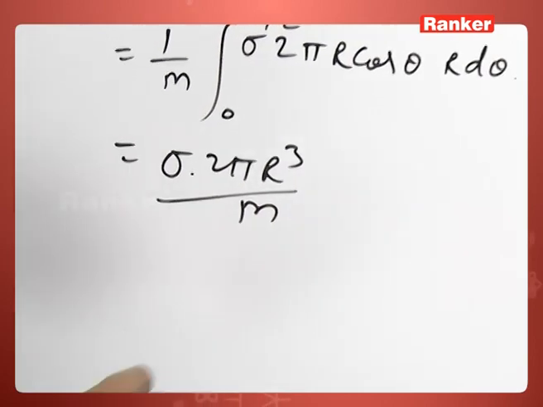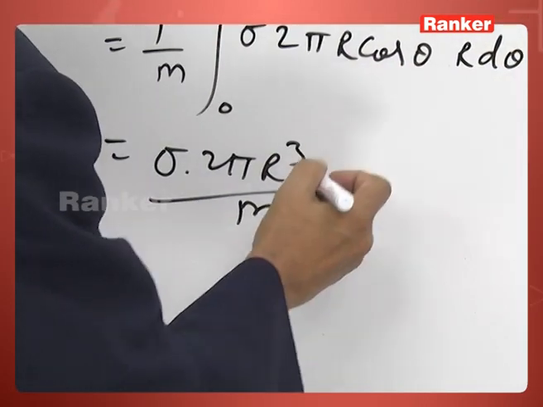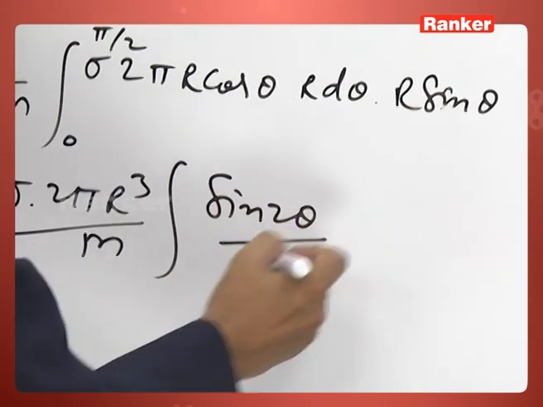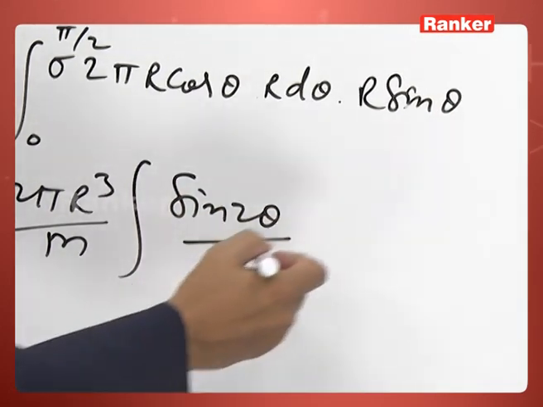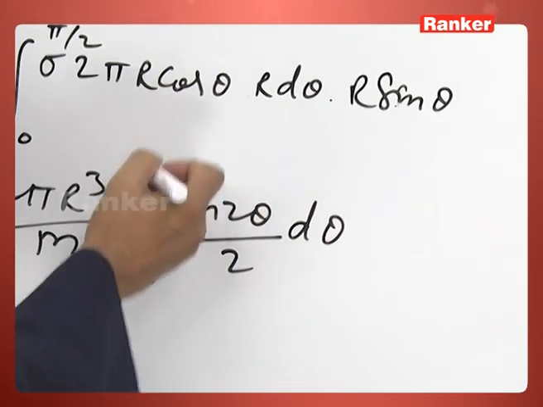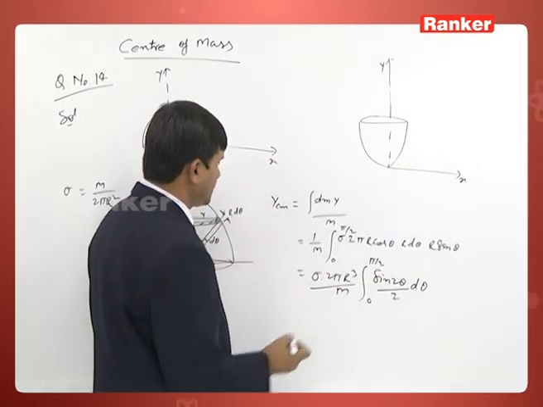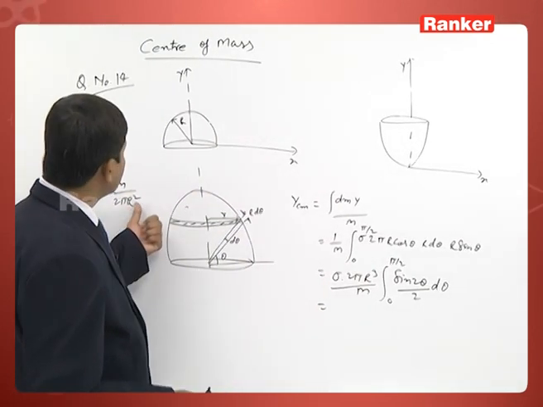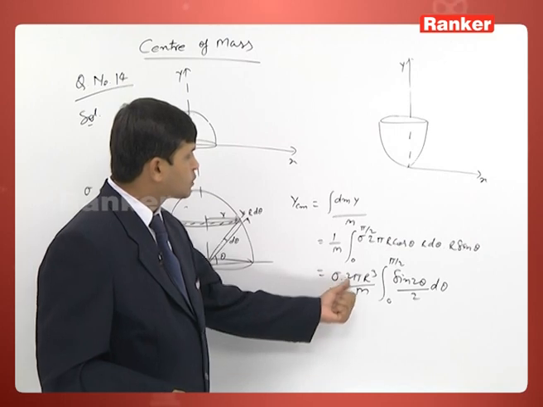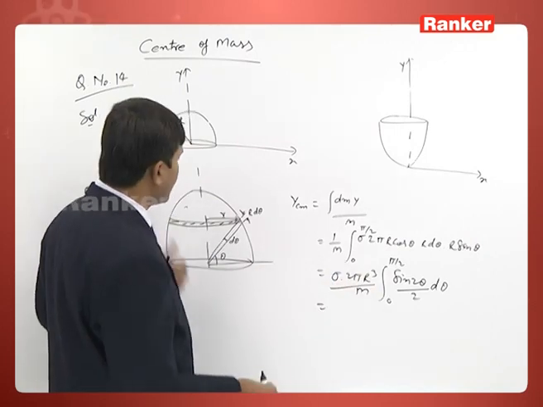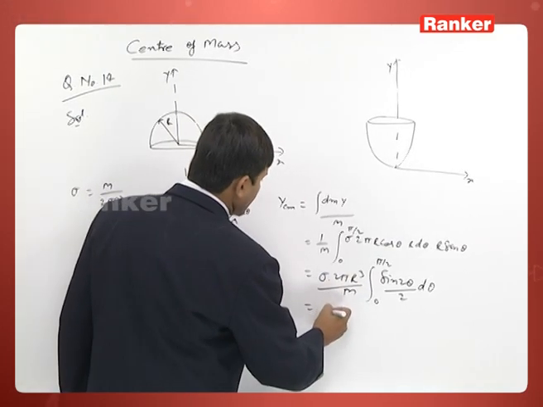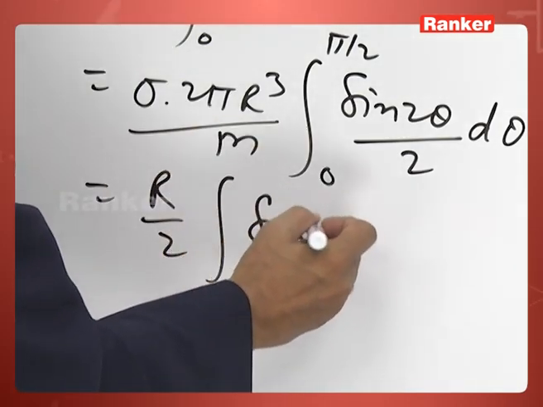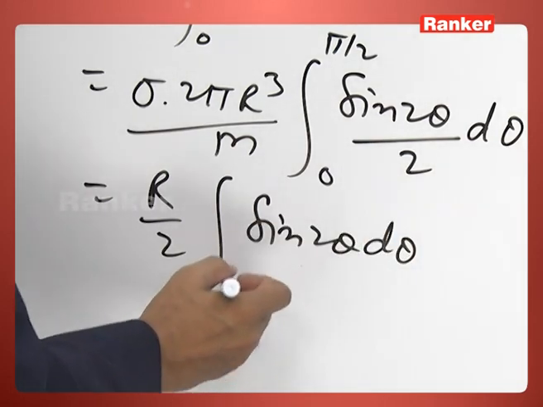sin theta cos theta, or we can write sin 2 theta by 2 into d theta, 0 to pi by 2. So, see here, sigma into 2 pi r square is your m. So this will be your r by 2 sin 2 theta d theta.